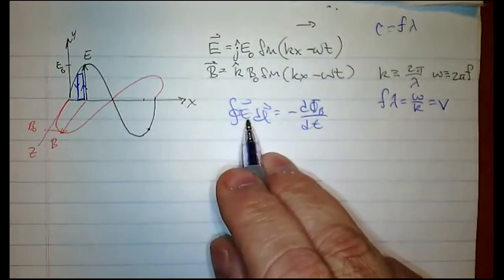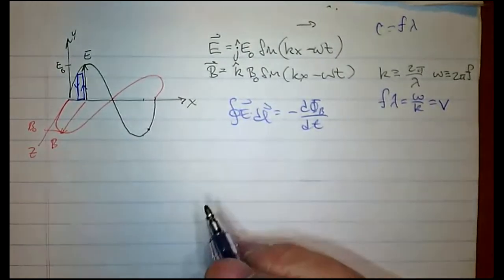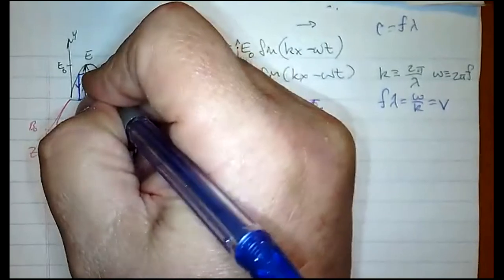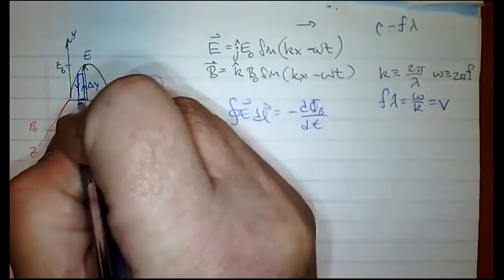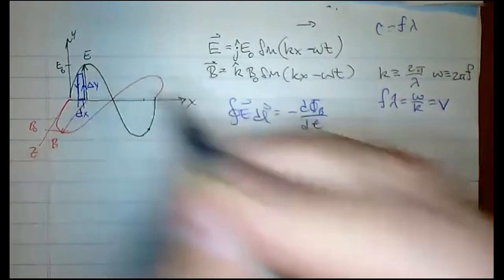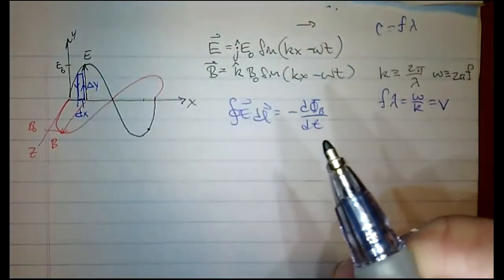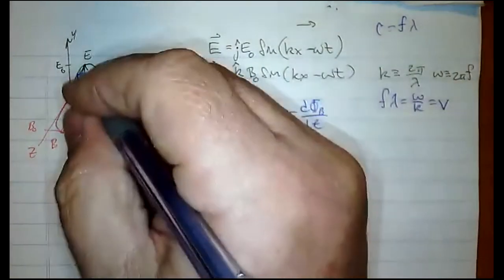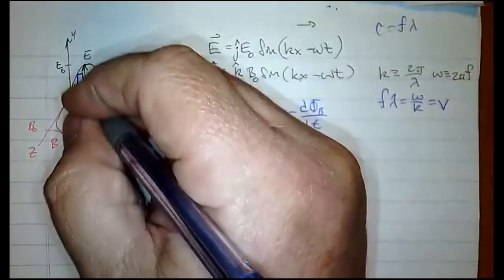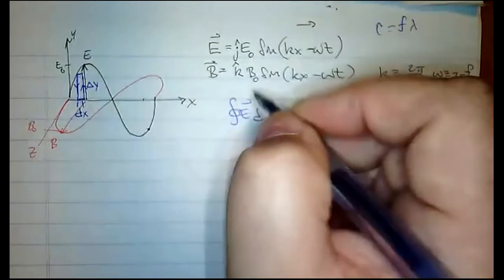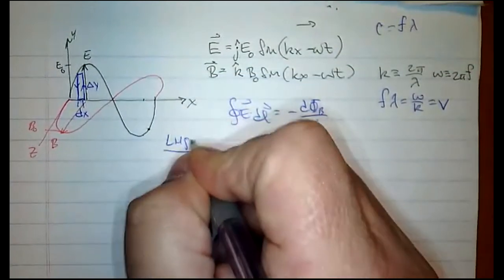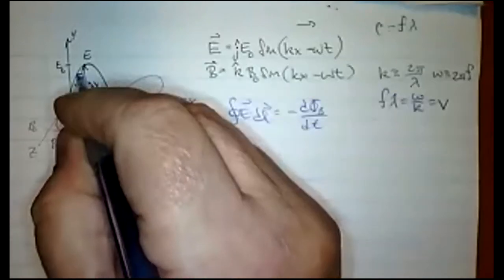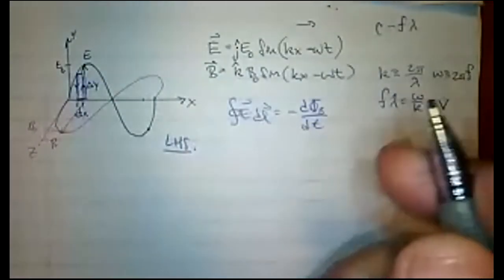This side right here, though, we're going to say this height right here is, let's say this height is delta y. And let's say this width right here is dx. Okay. And notice the E is only parallel and anti-parallel to it on these sides. So this left-hand side is only going to matter on the left and the right. In other words, it's going to be 0 down here, and it's going to be 0 up here, because the dot product's going to give you 0.